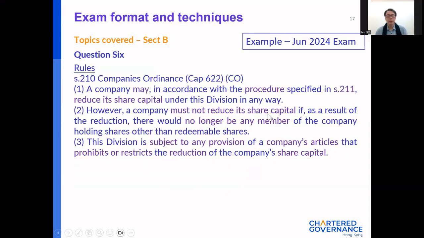Looking at Section 210 of the Companies Ordinance, subsection 1: a company may, in accordance with procedures in Section 211, reduce its share capital. So based on our Companies Ordinance, a company is permitted to reduce the share capital, but only if you follow the procedures in Section 211. But there are some conditions in subsections 2 and 3. Subsection 2: a company must not reduce its share capital if, as a result of the reduction, there would no longer be any member of the company holding shares other than redeemable shares.